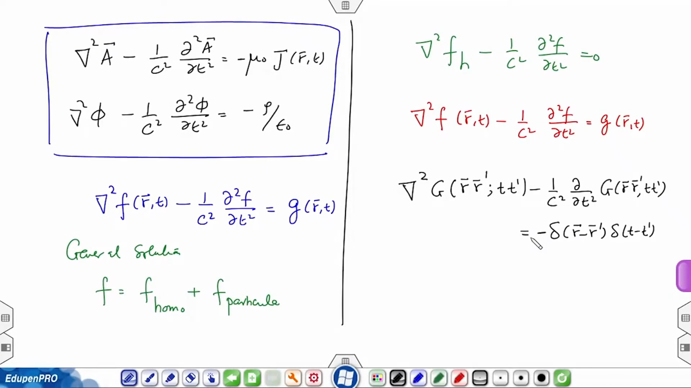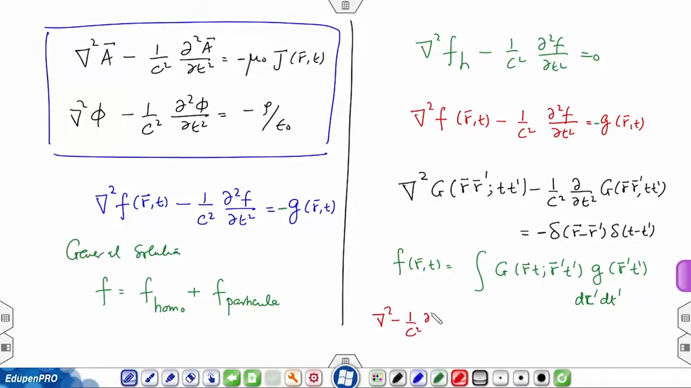Then the general solution f(r, t) will be given as integration G(r, t, r prime, t prime) g(r prime, t prime) d tau prime dt prime, which is quite easy to see, because if I apply this operator del square minus 1 over c square d 2 by dt square on G, it gives me the delta function, and that delta function integrated with g gives me f.